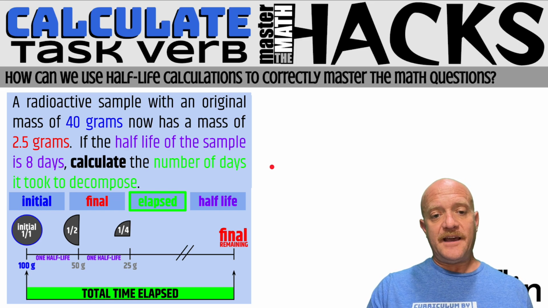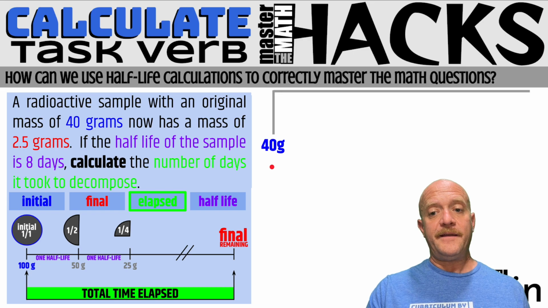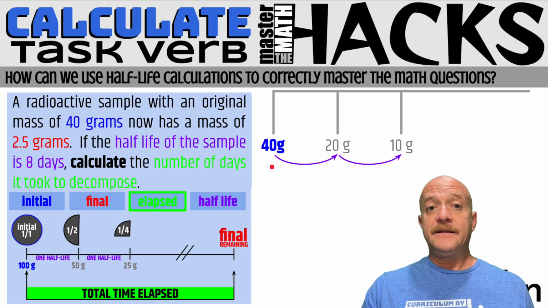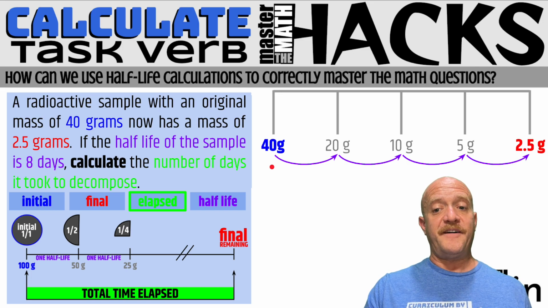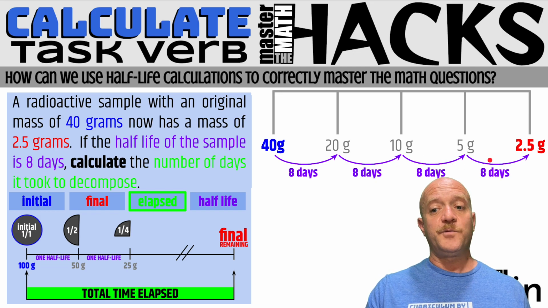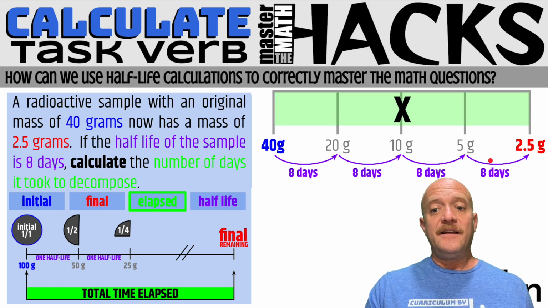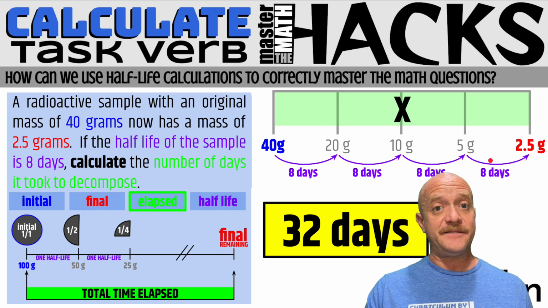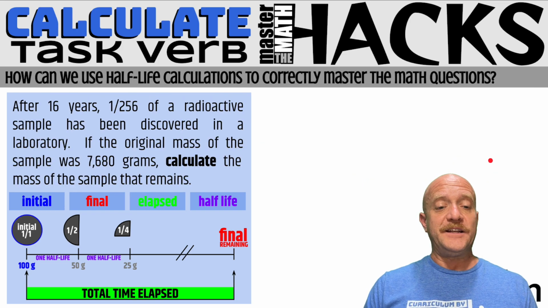So I'm going to set this up. I'm starting with 40, then I'm going to divide it by half: 20, 10, 5, 2.5. So right there, I know that I have 1, 2, 3, 4 half-lives. Each one of them is worth 8 days. So 8 times 4 equals X. X is 32 days.